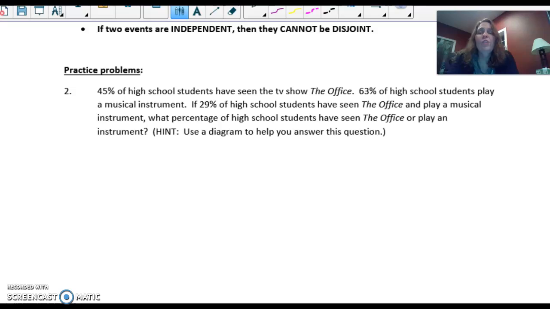What I'd like you to do is to go ahead and try to make a two-way table. Think about this table as the combination of two questions, and everyone will fit into one of 4 locations. We have the question, have you ever seen The Office? Either it will be a yes or a no. And have you played a musical instrument? Either it will be a yes or a no.